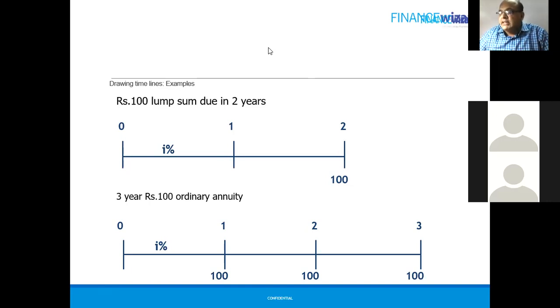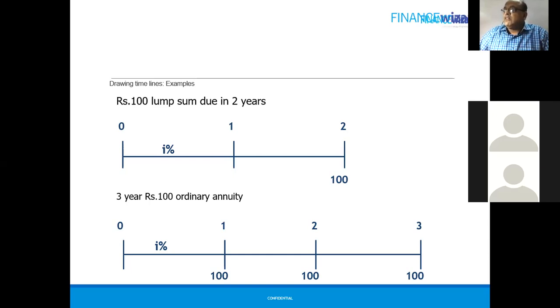If you are receiving the money at the end of the period, the annuity is called ordinary annuity. And if you are receiving the money at the beginning of the period, the annuity is called annuity due. The most common use of annuity is in the pension plans of insurance companies. The pension plans of insurance companies are in the form of annuities.